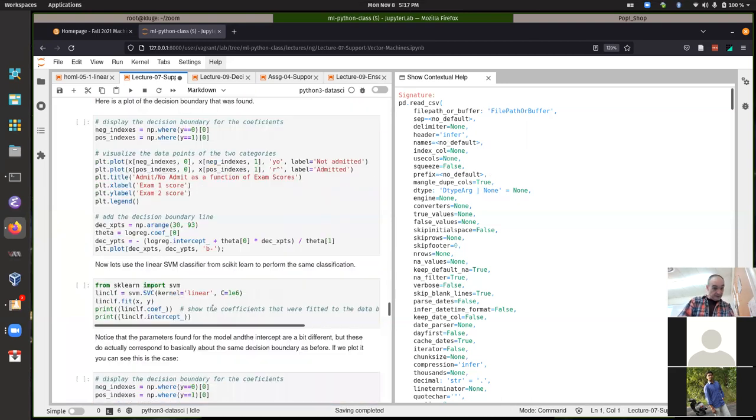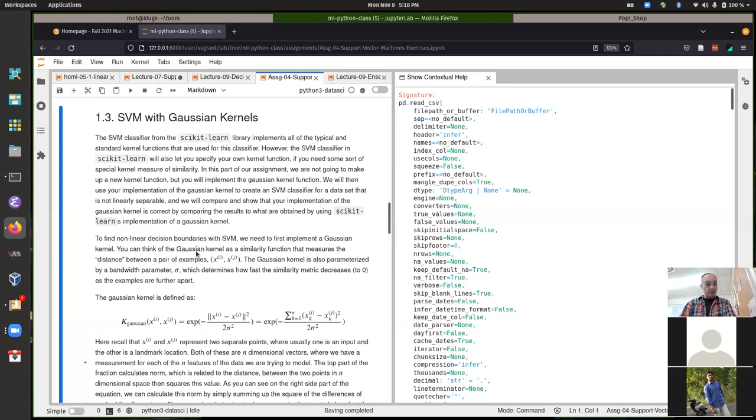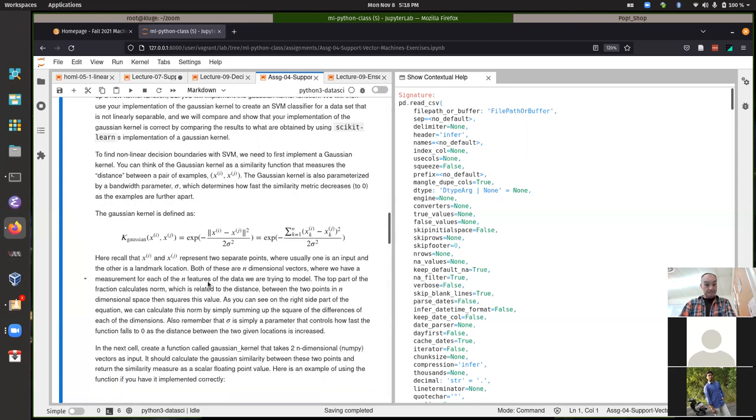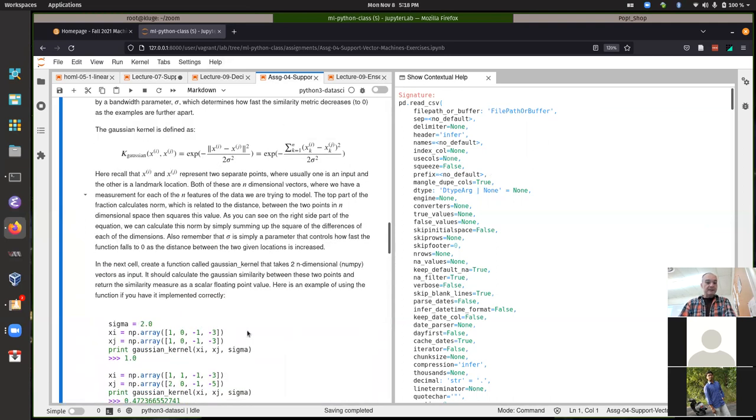There wasn't anything else down here that I was going to talk about. There were some more examples of using support vector machine, which would be useful for assignment four. For part three of assignment four, you need to create a function called Gaussian kernel that takes two values. One is going to be the center of the kernel, and the other is the value that you want to measure the similarity to it. So use a modification of the function that we were doing before, and you pass in sigma as the third parameter here.